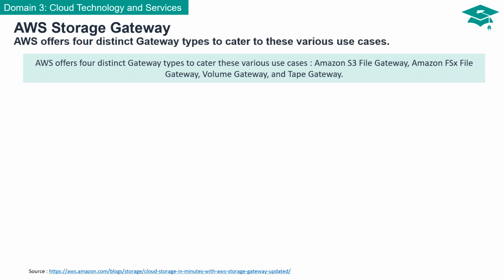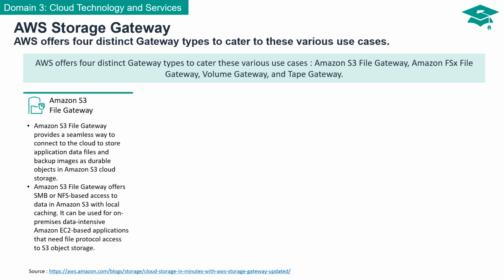To support these use cases, AWS provides 4 different types of gateways: Amazon S3 File Gateway, Amazon FSx File Gateway, Tape Gateway, and Volume Gateway. First up, Amazon S3 File Gateway, a seamless connection to the cloud for storing application data files and backup images as durable objects in Amazon S3. It offers SMB or NFS-based access with local caching, perfect for on-premises data-intensive EC2-based applications.